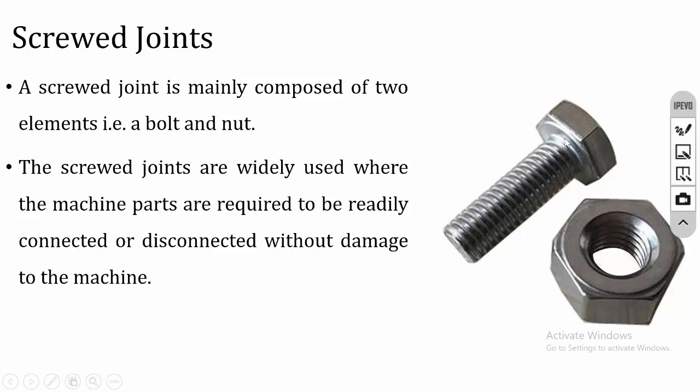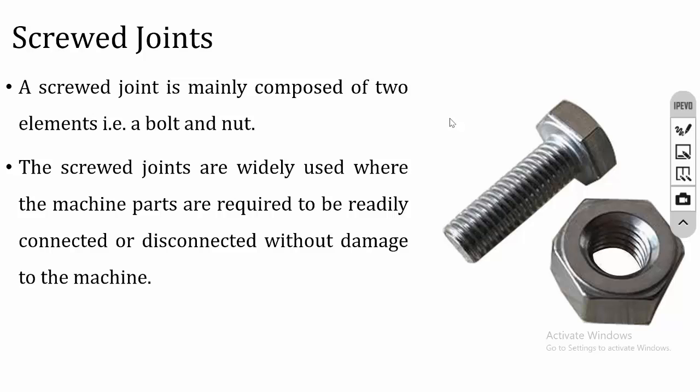The screw joint mainly has two components. One is the bolt and the other one is the nut. These bolts and nuts are used to connect two bodies in a temporary manner. So a screw joint is not a permanent joint. Whenever we need to dismantle the joint, we can loosen the nut and remove the jointed components. So a screw joint comes under temporary joints, and the advantage is that whenever we need to remove the components, we can dismantle it.